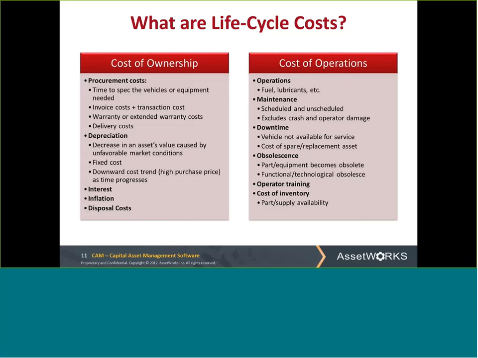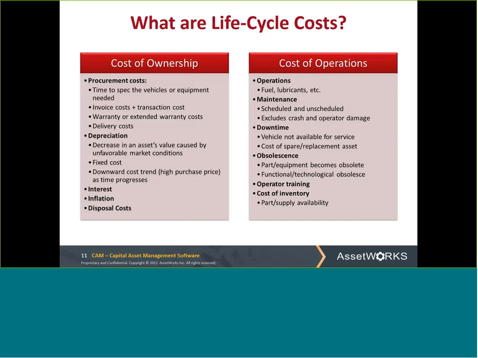When we look at operations, we're looking at really the ongoing costs that affect the life of the asset. So our basic operations: fuel, PMs, oil, things that are consumed by the asset on a regular basis. We look at both scheduled and unscheduled maintenance, but we do exclude operator damage and crash costs because those really aren't a factor, or if they never occurred, we never have those costs. So we don't want to include them in a life cycle analysis to determine optimal replacement.